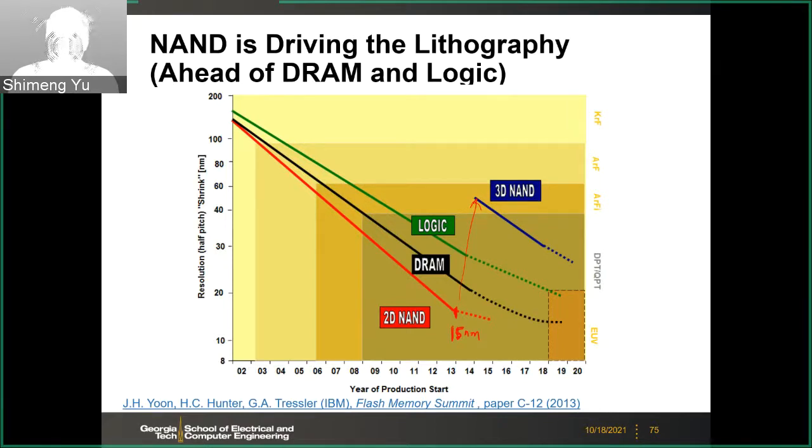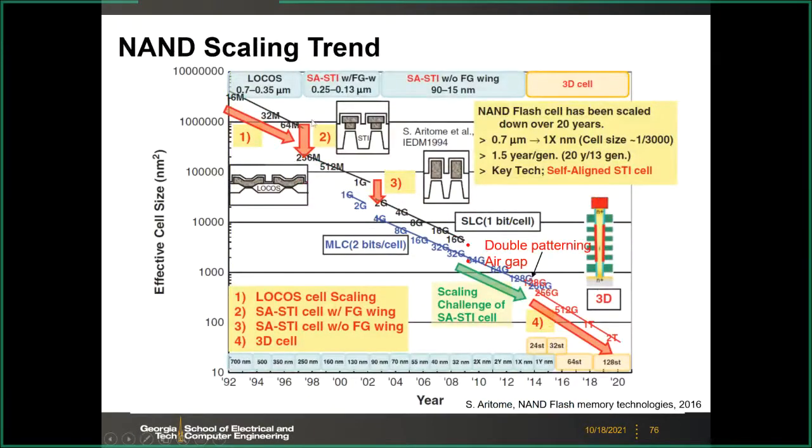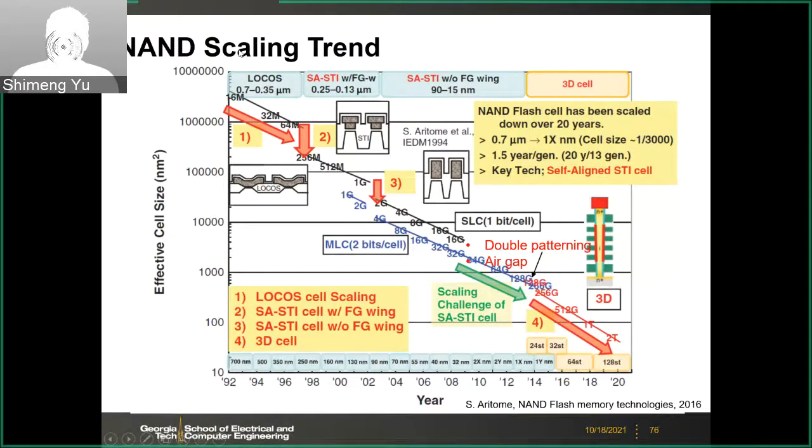It is more limited by the etching, as we discuss later. So this is the general trend. And here is a quick summary of the NAND flash scaling trend over the past 30 years.